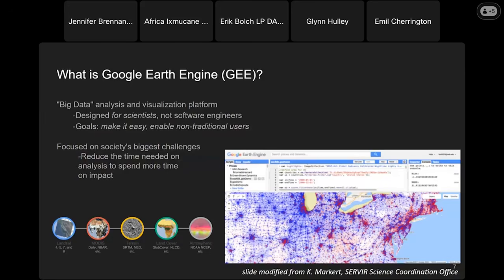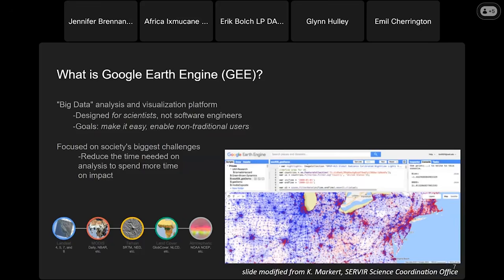The idea they had when they developed Google Earth Engine 15 years ago, back in 2010, was that it could be focused on society's big challenges and reduce the time spent processing the data so that we could focus on the fun stuff of analyzing the data.